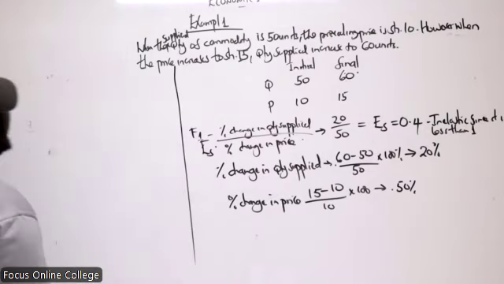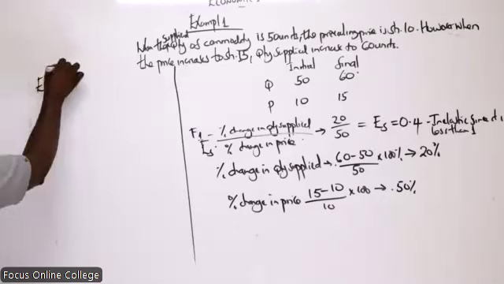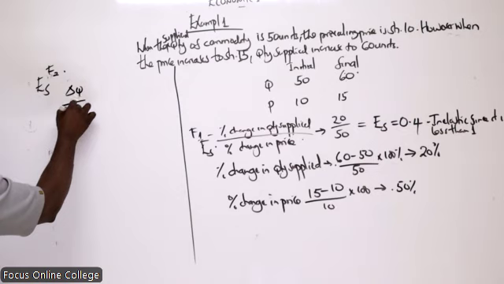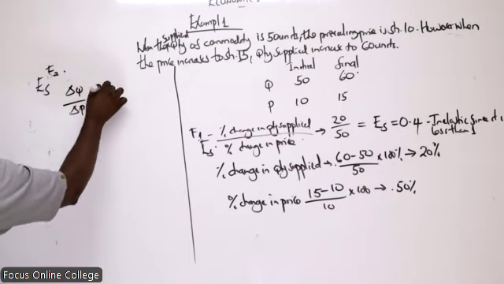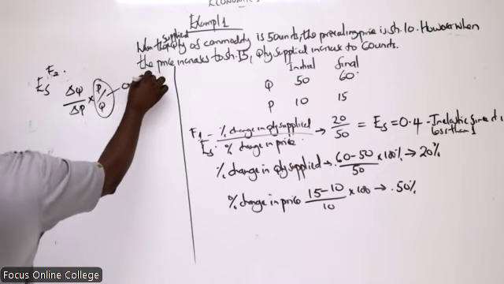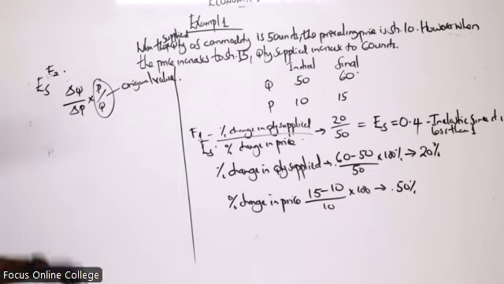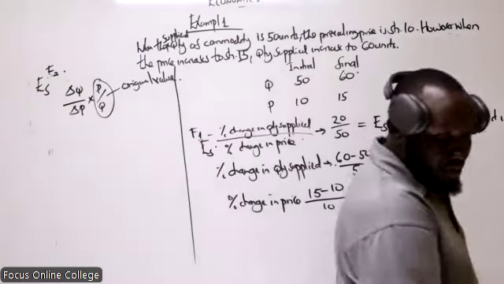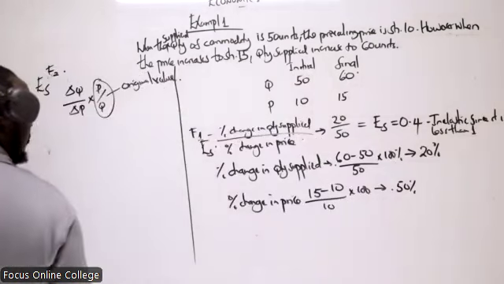Look at Formula 2. How do you get Formula 2? Change in Q over change in P times P over Q. And remember, these are original values. Are you with me on Formula 2? Perfect if you're with me.